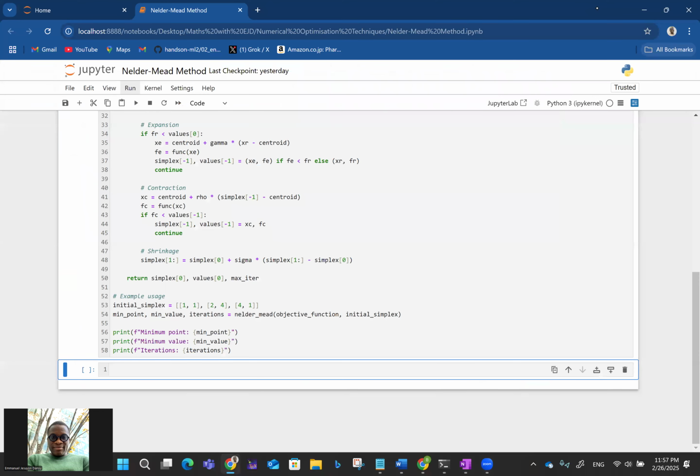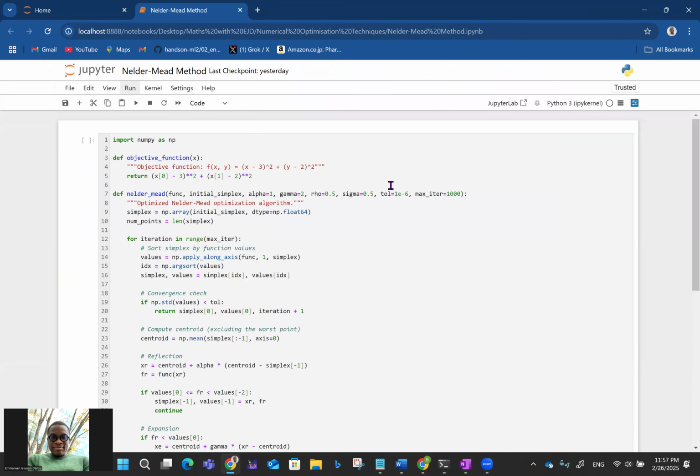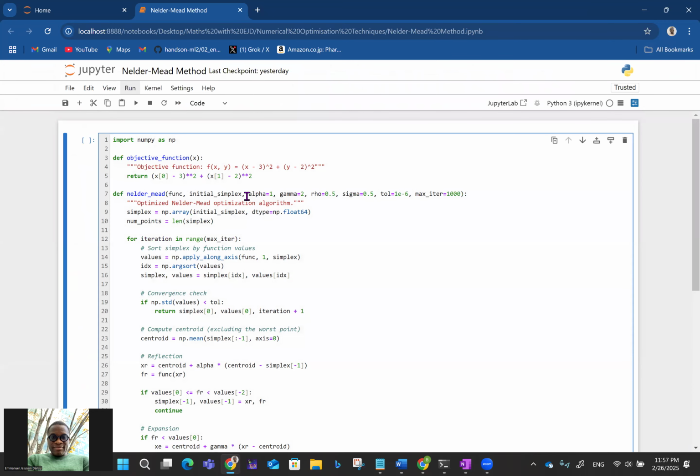So here we are. For the Nelder-Mead method, we define the objective function, which is f of x, y equals (x minus 3) squared plus (y minus 2) squared. That's defined here as what you see in line 5. Then we define the Nelder-Mead function, which takes the function we have defined and the initial simplex, which is those three points in the triangle. Then we have alpha, we take alpha to be 1, gamma to be 2, rho is 0.5, sigma is 0.5, and all that.